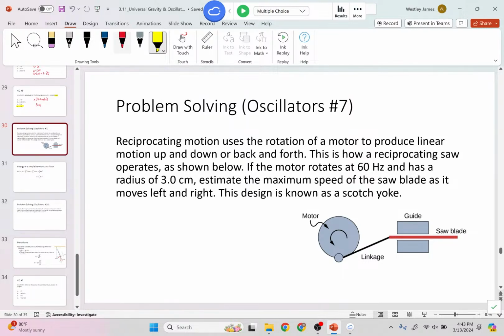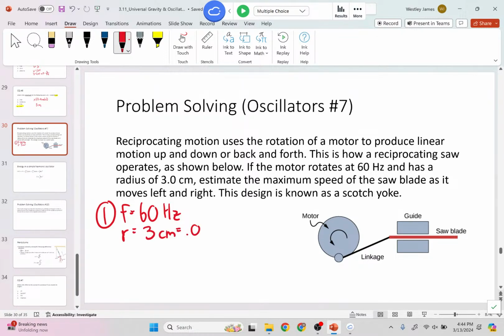All right, so let's think through this. Let's write down our givens. If they don't say angular frequency, we can assume that this is normal frequency. If it doesn't clarify, you can assume it's normal frequency. We have a radius of 3 centimeters, which comes out to 0.03 meters. Always good to convert. And we are trying to find the maximum velocity, Vmax.